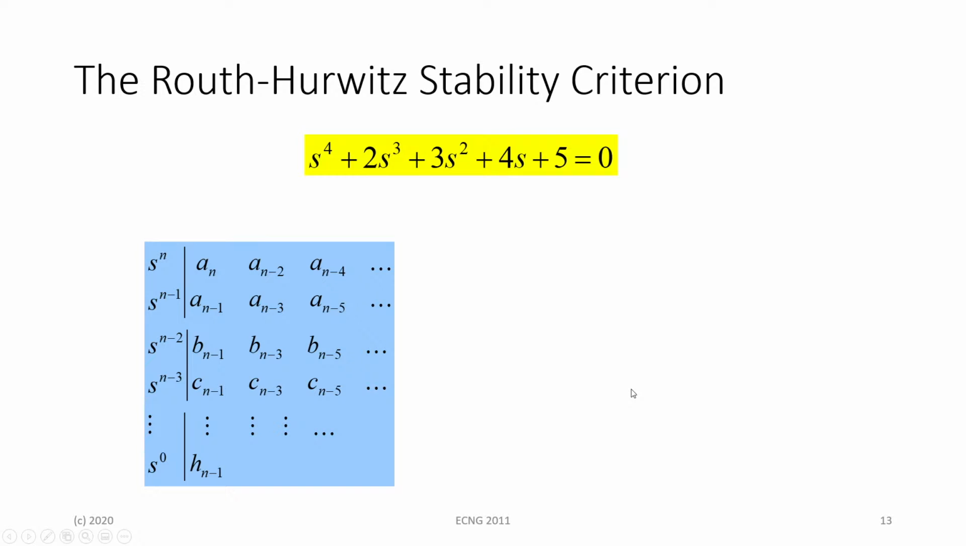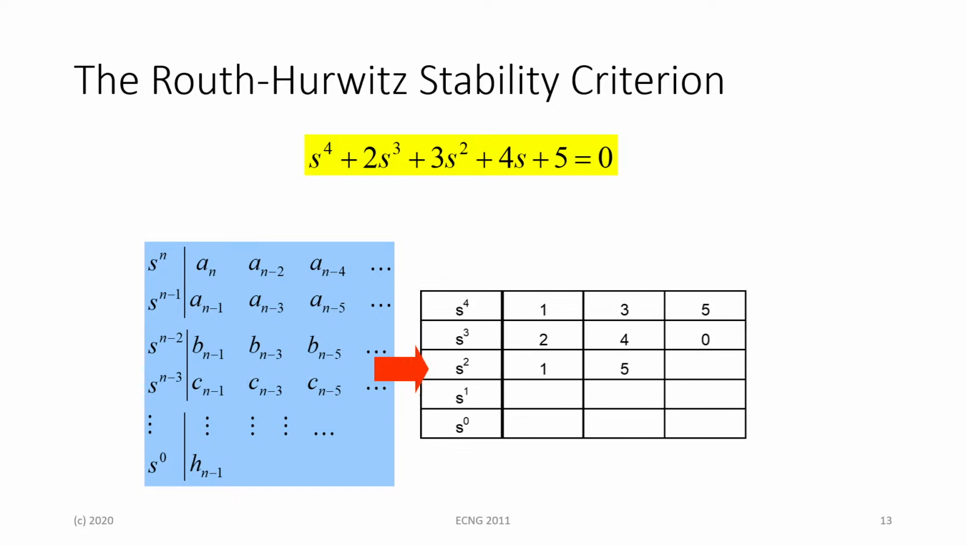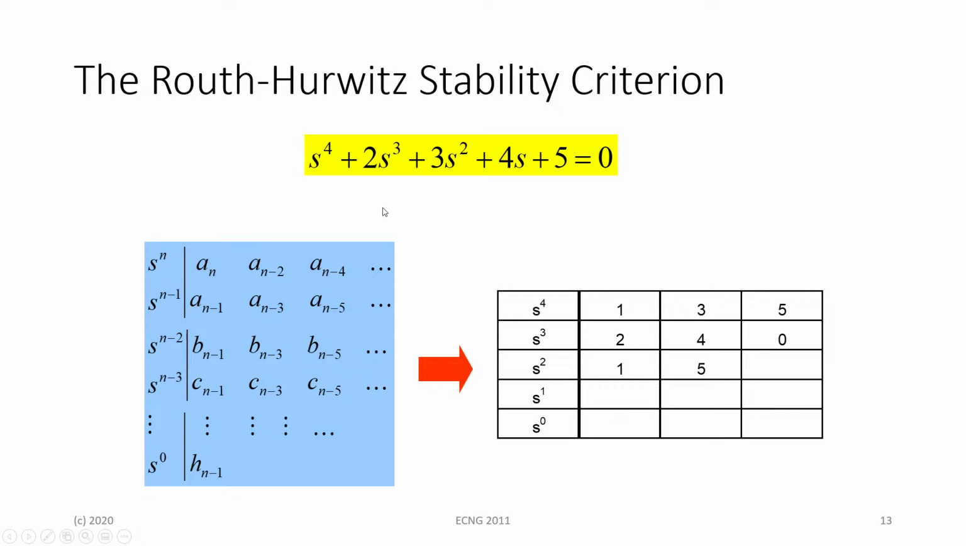So let's actually do this in practice here with our example equation, which we started off with. And this example equation here is our characteristic equation of our system. So the table here is basically completed, but I'm going to do the calculations here on the slide to show you how we went about calculating these.